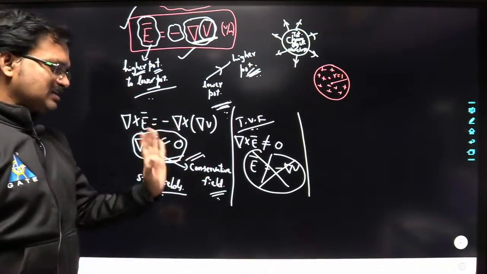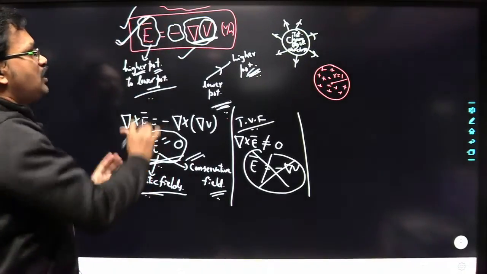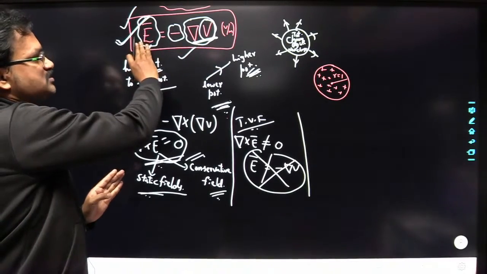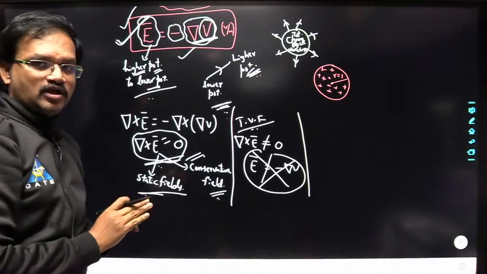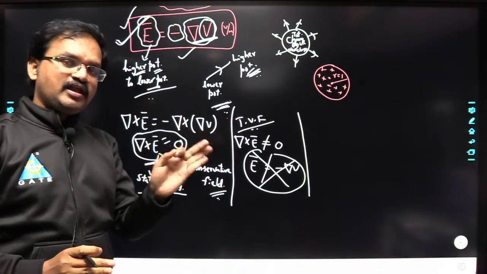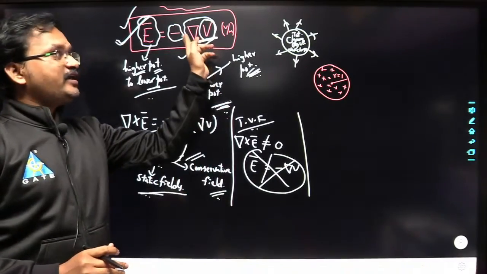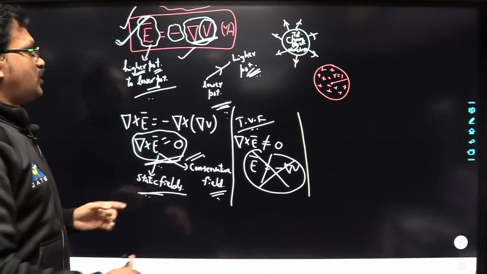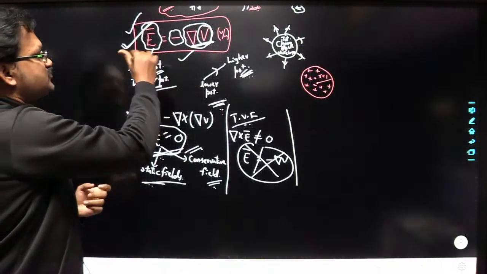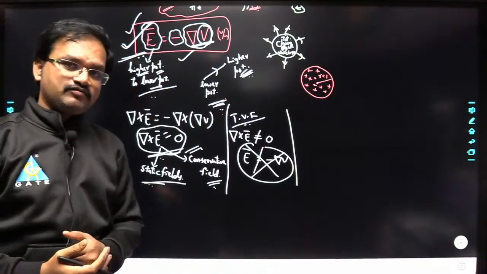If the field is conservative, one thing to remember, then you can represent that field in terms of the gradient of some scalar function. Any conservative field, you can represent as the gradient of some scalar function. That's why this relation is valid only in case of static fields.